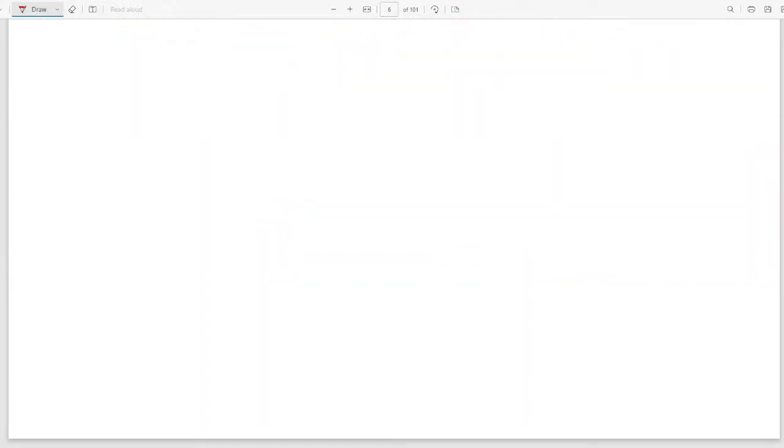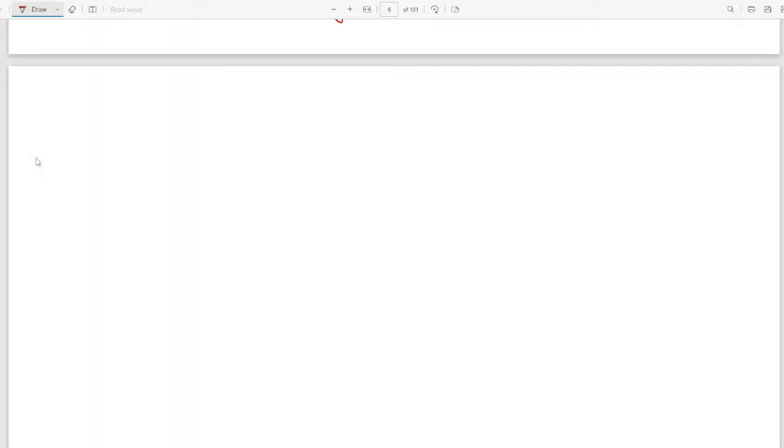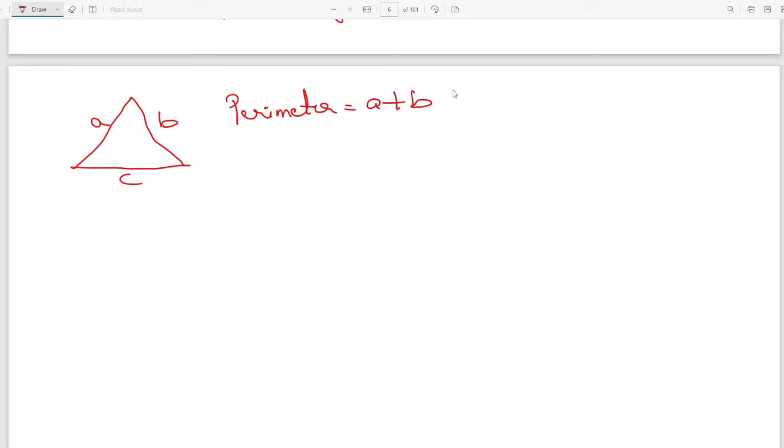So there's one more concept called perimeter. Perimeter is nothing but the sum of the sides of a triangle, or of any polygon. In this case, if the sides are a, b, c, the perimeter is given by a plus b plus c. This is the perimeter of the triangle. And the area of the triangle is given by half into base into height.